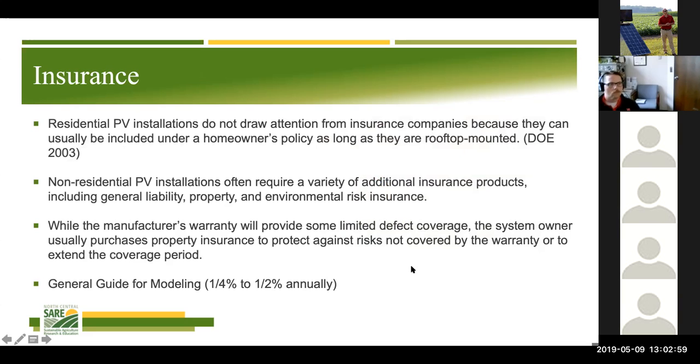Insurance is another one that, as you think about it, is going to be an ongoing cost you will incur. It's going to be something annual that you're most likely going to see an increase in at some level, which you should account for in your cash flow table or in your modeling. As a general guide, the National Renewable Energy Laboratory had a report recommending, as a back-of-the-envelope calculation, 0.5% of your total capital investment annually as a good starting point.